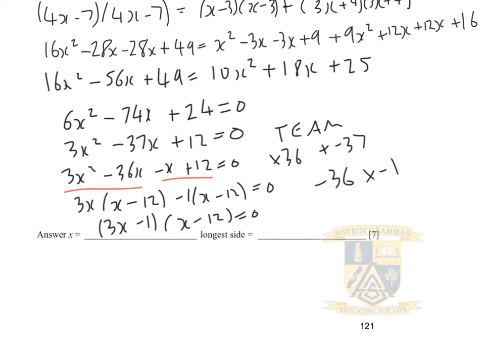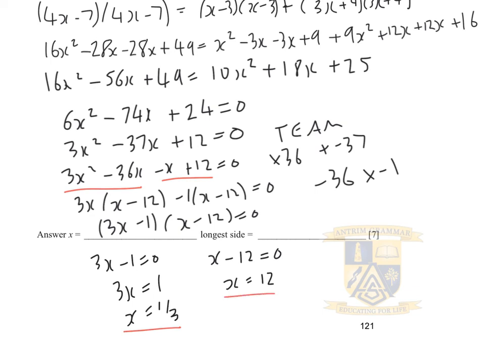The answer comes from the first bracket being 0, so 3x minus 1 is 0, in which case 3x is equal to 1 if you add 1 to both sides, and x would be a third. The other option is that x minus 12 is 0, in which case x would be 12. So those are our two answers.